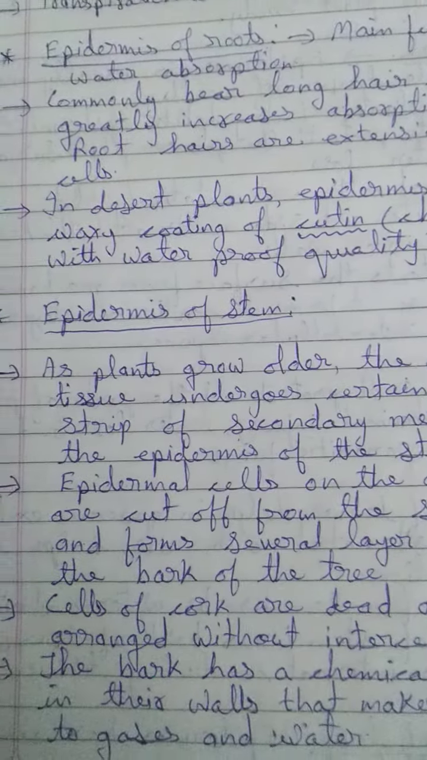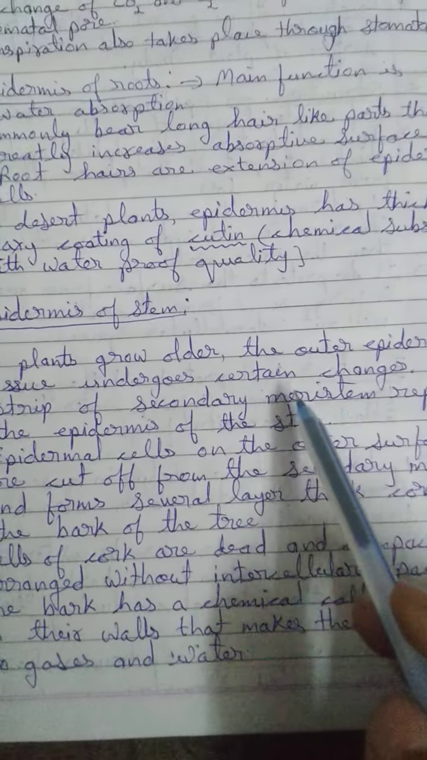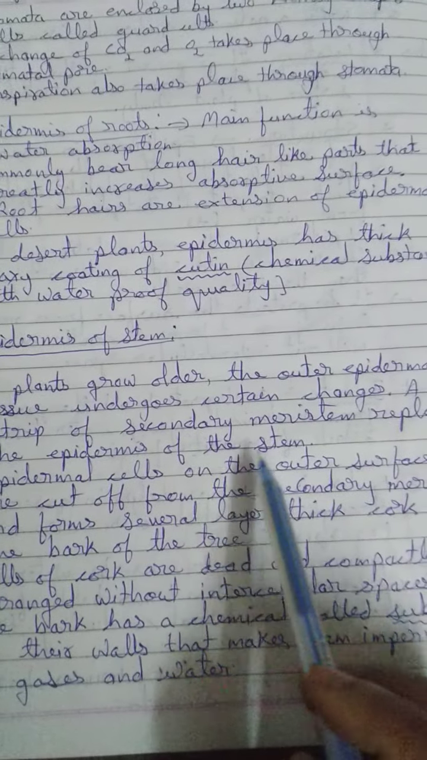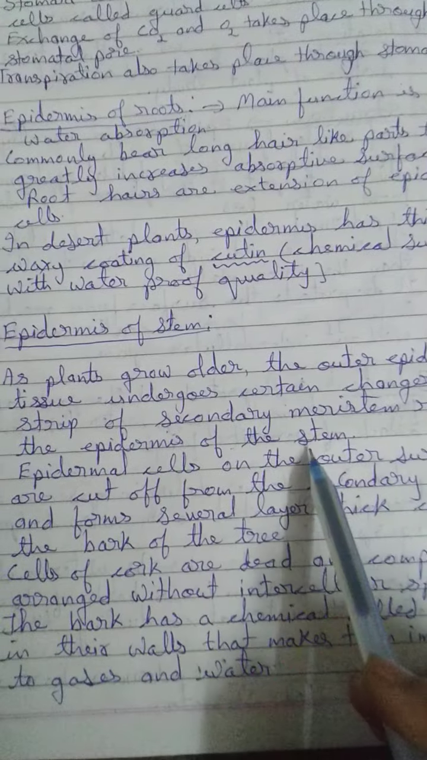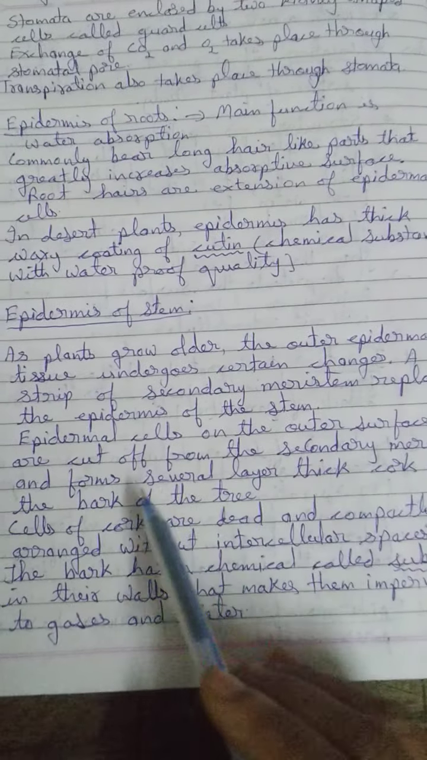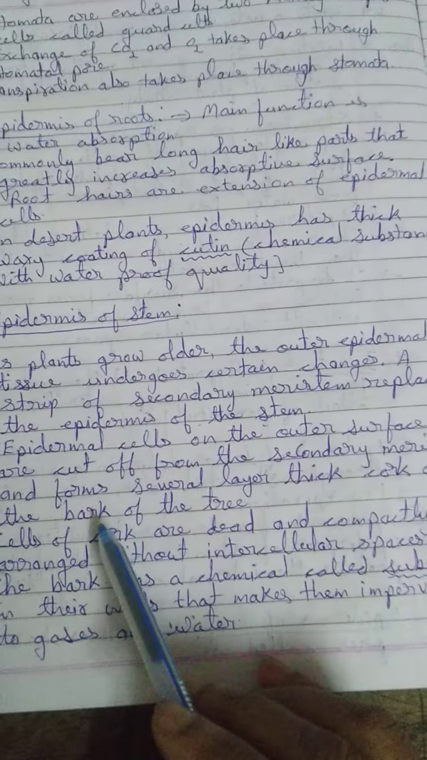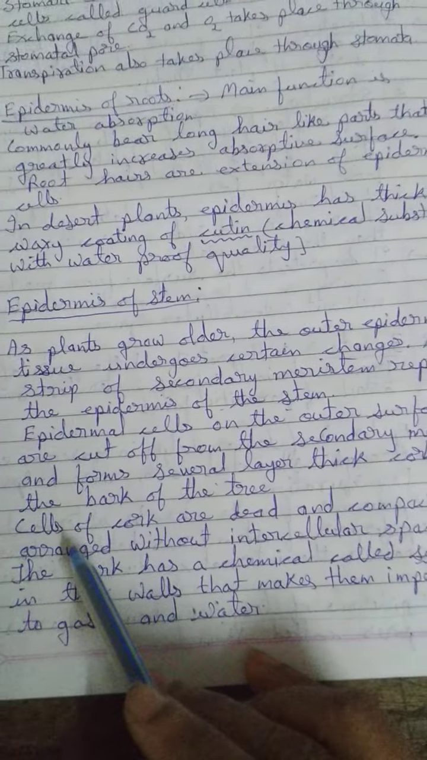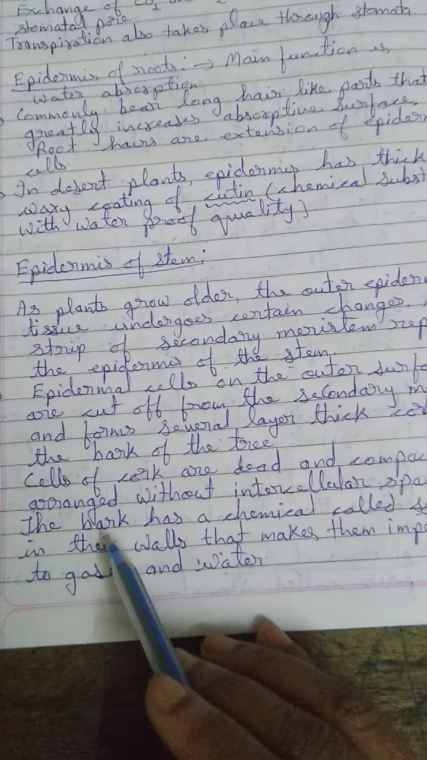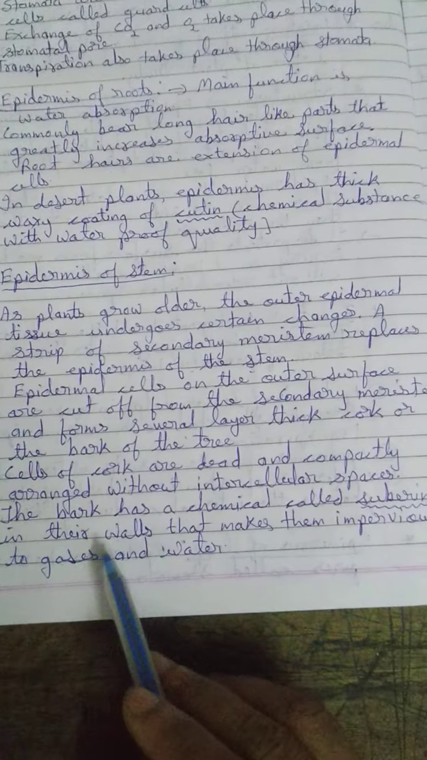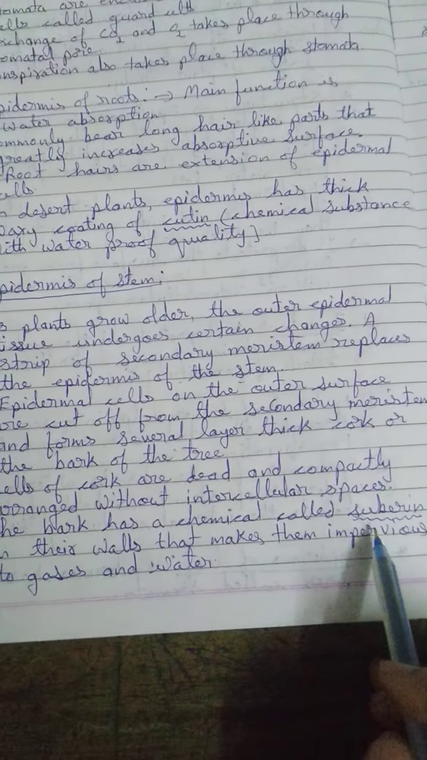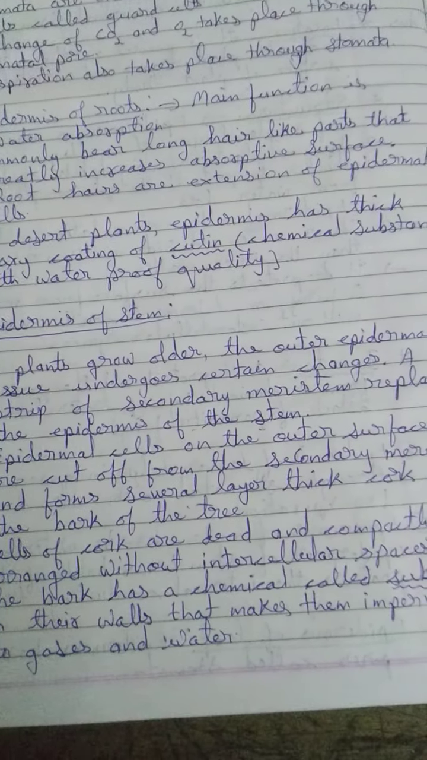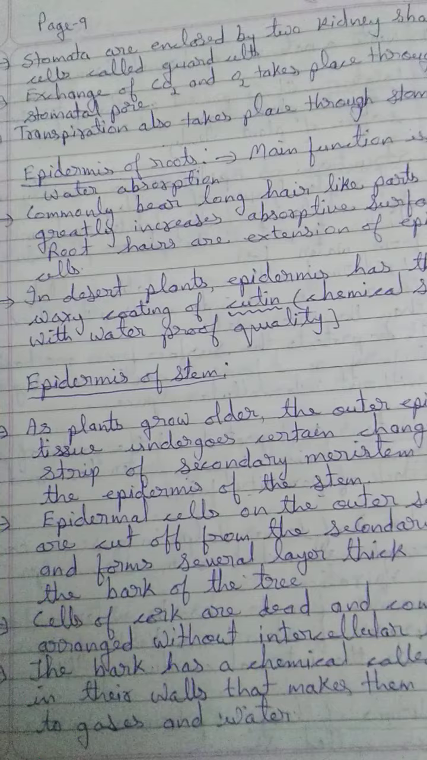See, I have written here epidermis of the stem. Now as the plant grows older, the outer epidermis tissue undergoes certain changes. A strip of secondary meristem replaces the epidermis of the stem. Epidermal cells on the outer surface are cut off from the secondary meristem and form several layered thick cork or bark of the tree. Cells of the cork are dead and compactly arranged without intercellular spaces. The bark has a chemical called suberin in their walls that makes them impervious to gases and water. That means through the bark, the water cannot enter, it cannot harm the internal parts.